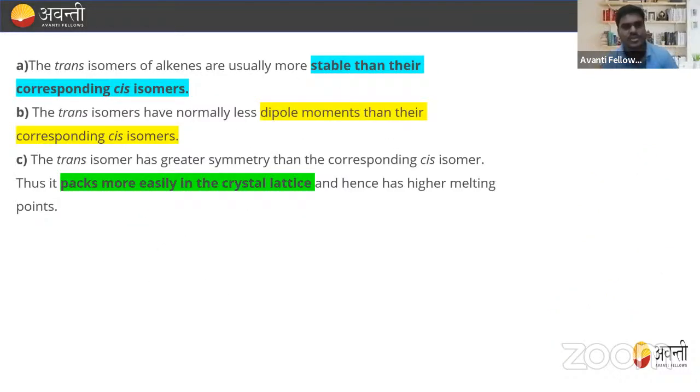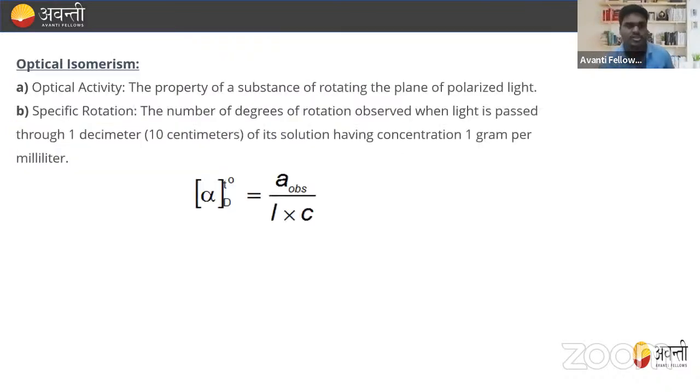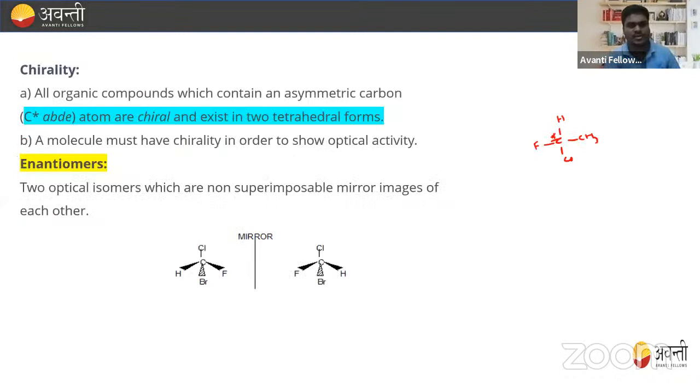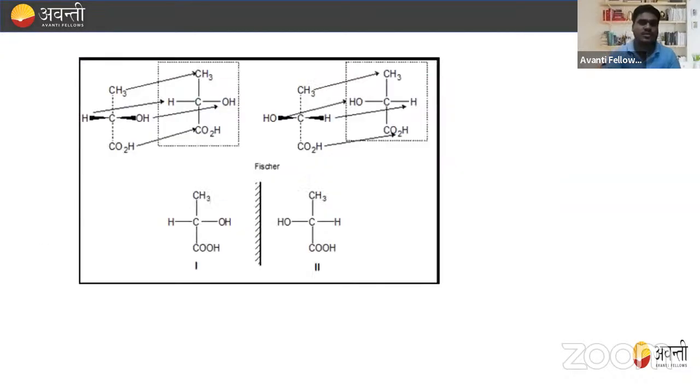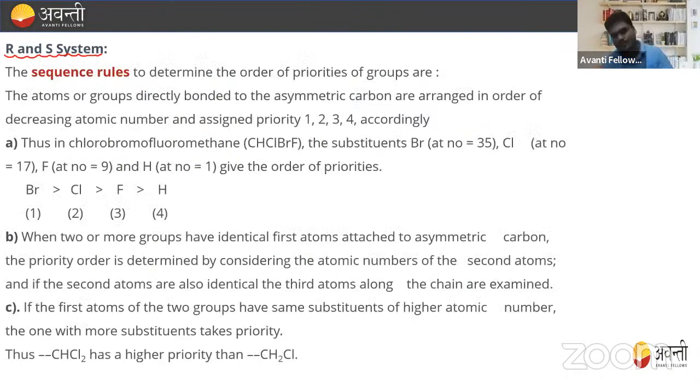Good. So trans isomers of alkenes are usually more stable than their corresponding cis isomers, and trans isomers normally have less dipole moment than their corresponding cis isomers. We already studied this. We have optical isomerism and chirality, with 2 features for chirality, right? A molecule must have chirality in order to show optical activity. The enantiomers are 2 optical isomers which are non-superimposable mirror images of each other, so they are called enantiomers, right? We already covered all these things.